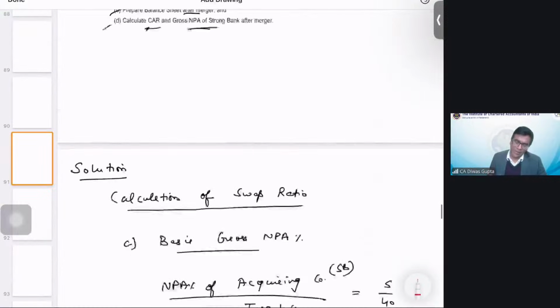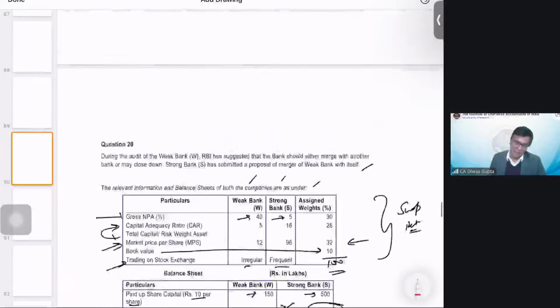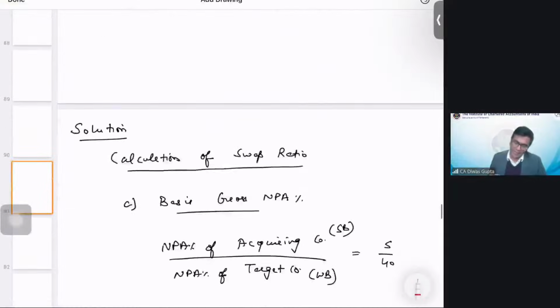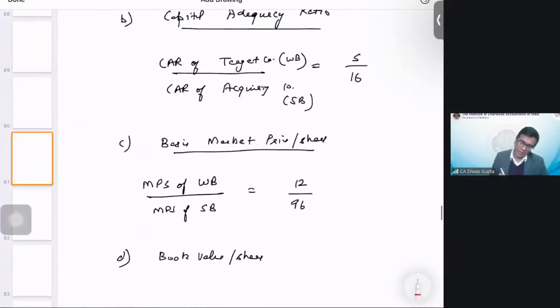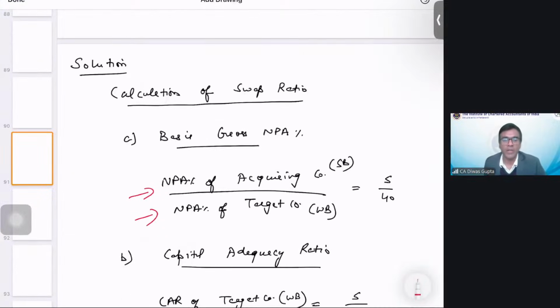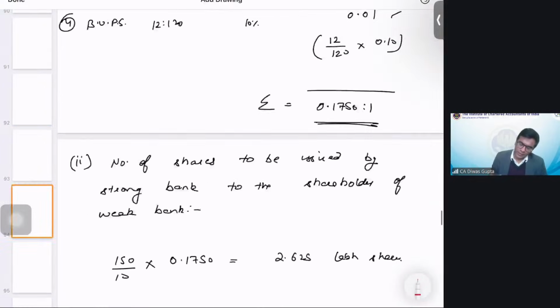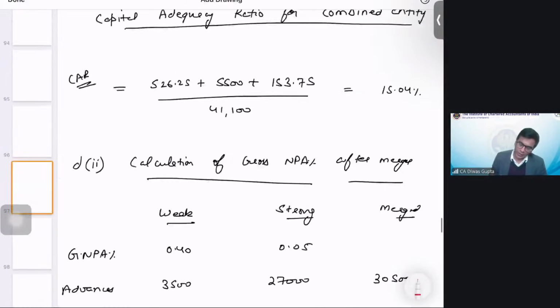Now this is a question on the banks, right, that we were discussing. If you see, the NPA percentage is used here that we were talking about previously, right? So if you see, 40 is the weak bank's NPA percentage, which is the target bank. 5 is the acquiring bank's NPA percentage, which is the bank which is acquiring. Okay. So this is, I think, all about the questions.